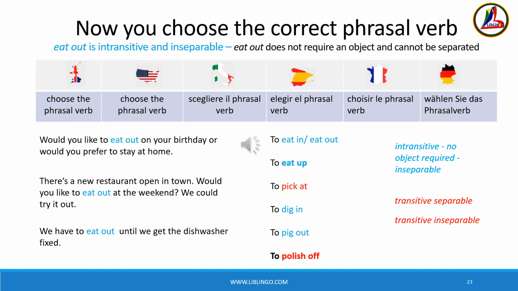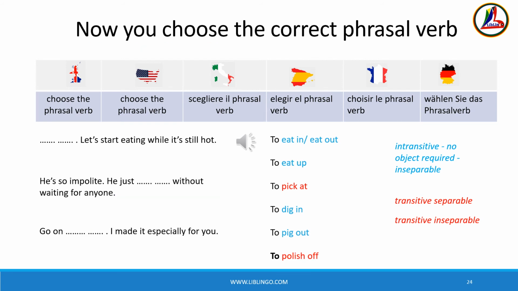And here we have the answers. Would you like to eat out on your birthday, or would you prefer to stay at home? There's a new restaurant open in town. Would you like to eat out at the weekend? We could try it out. We have to eat out until we get the dishwasher fixed. Eat out is intransitive and inseparable. Eat out does not require an object and cannot be separated.